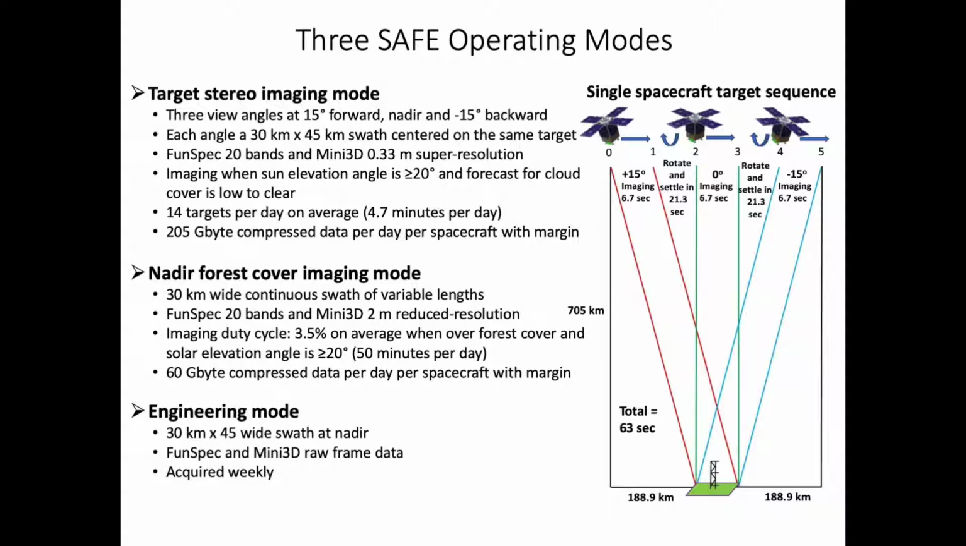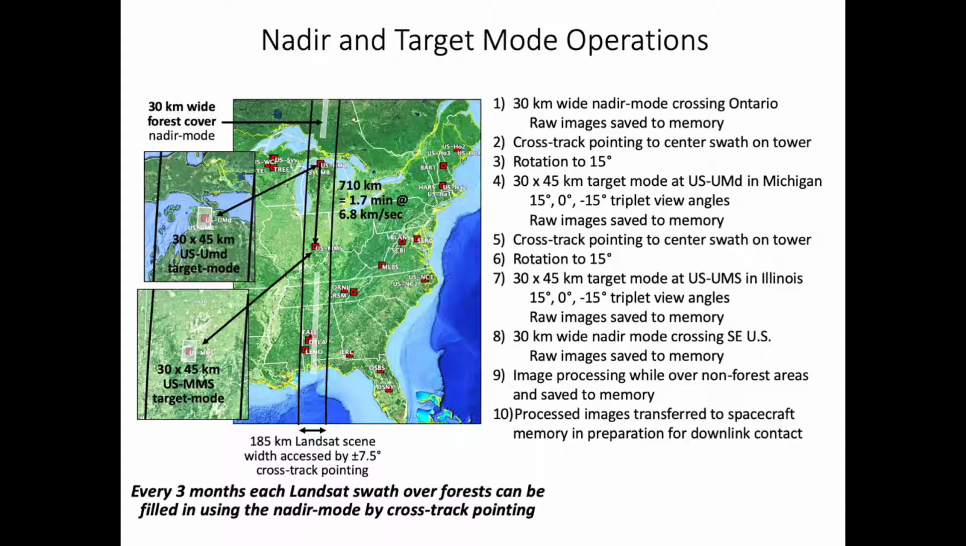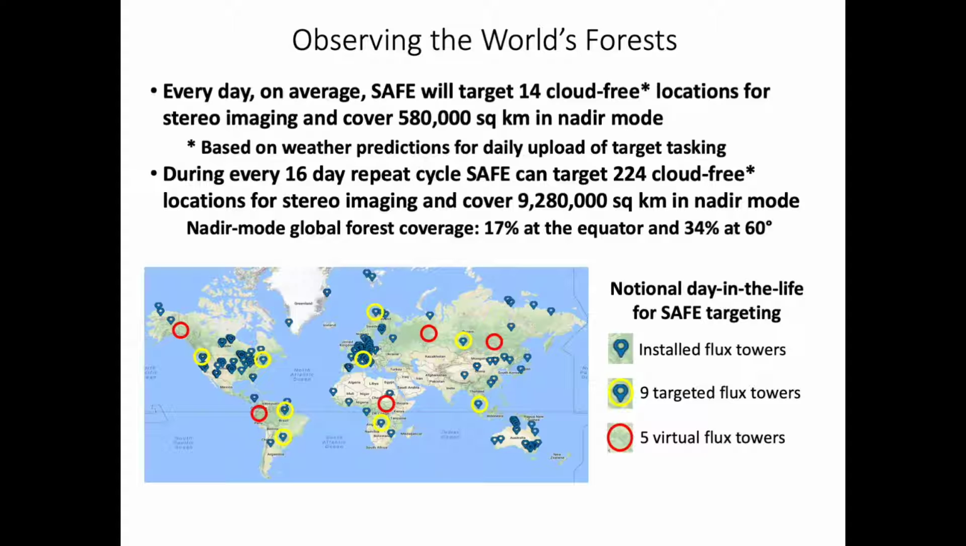SAFE has 3 operating modes: target stereo imaging mode, nadir forest cover imaging mode, and engineering mode. In the nadir and target mode operations, essentially every quarter, each Landsat swath over forest can be filled in by cross-track pointing. Every day on average, SAFE will target 14 cloud-free locations for stereo imaging and cover 580,000 square kilometers in nadir mode.